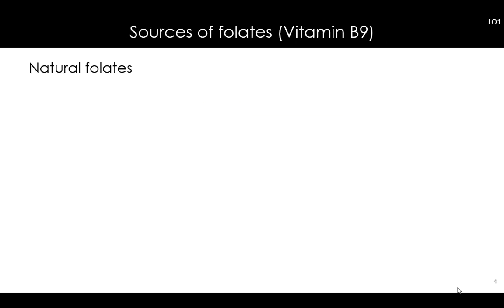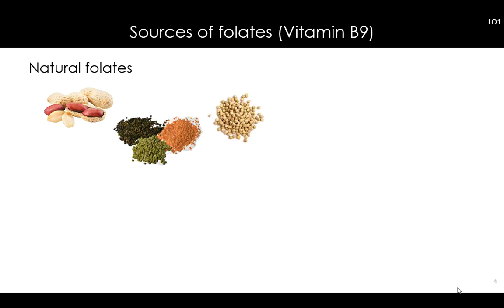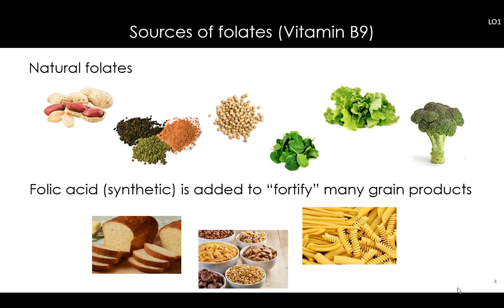Natural folates are abundant in many foods, including raw nuts, lentils, chickpeas, and leafy green vegetables, including spinach, lettuce, and broccoli. Synthetic or manufactured folic acid is added to many grain products to fortify these foods and to help prevent the occurrence of neural tube defects during very early pregnancy. Fortifying the food supply is the most efficient way to reach most women of childbearing age, and according to FDA estimates, the benefits of reducing neural tube defects outweighs the costs of fortification by at least 24 to 1.